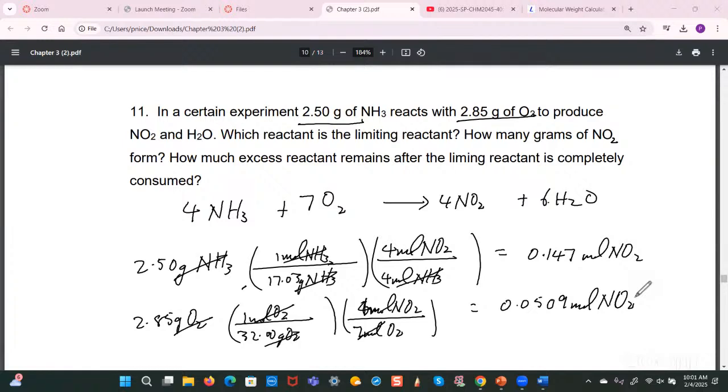Okay, so how do we figure out the limiting reactant? Well, not just whichever one is less, whichever one's what? Based on the calculations here, whichever one does what?